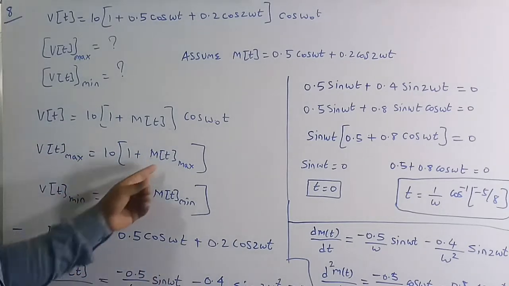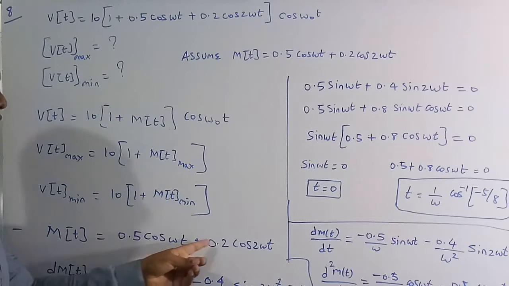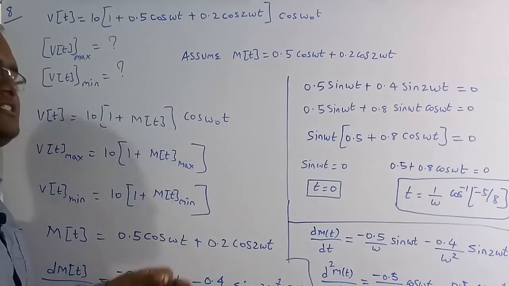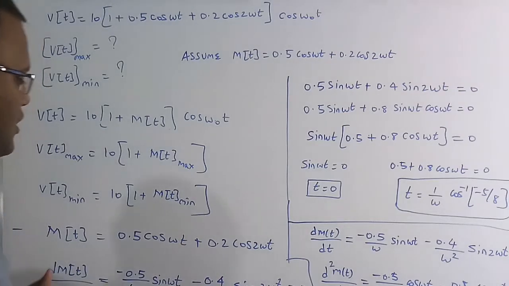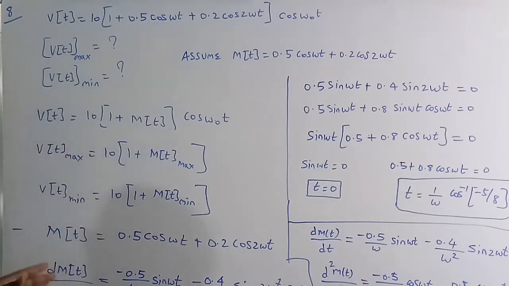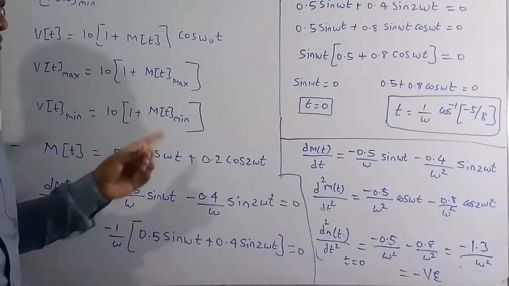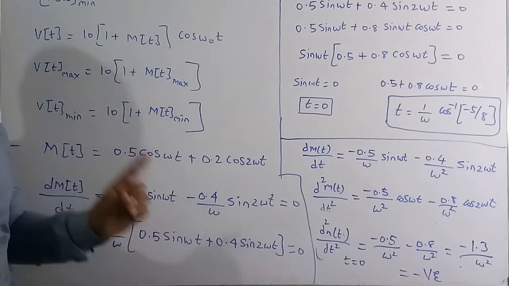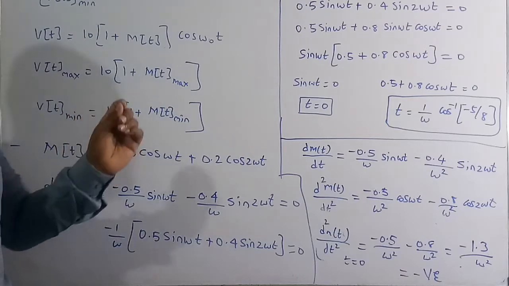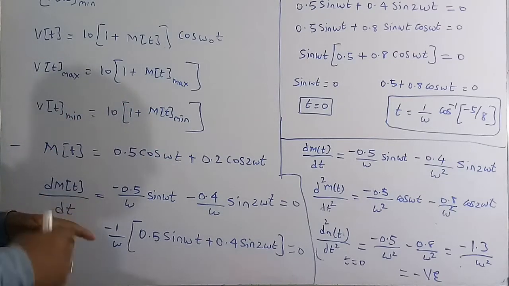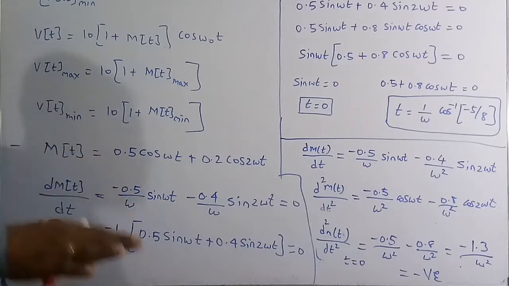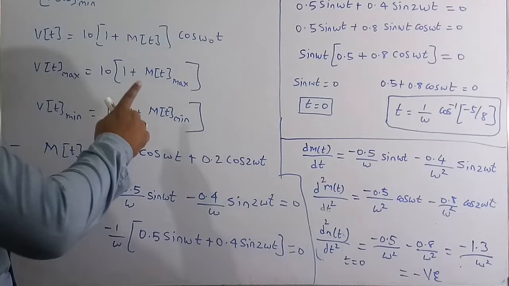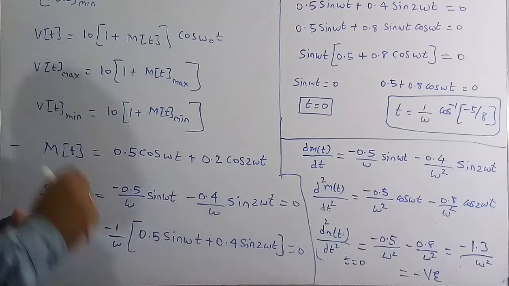So now here M of t is equal to 0.5 cos omega t plus 0.2 cos 2 omega t. For this equation we need to find the maximum and minimum value. By using the calculus method, in order to find the maximum and minimum values, first we need to set the differentiation of this function equal to 0, and then find at what times this differentiation is equal to 0, and at those particular times check whether it has a maximum or minimum value. Then we need to substitute those values here. That is the agenda of this question.